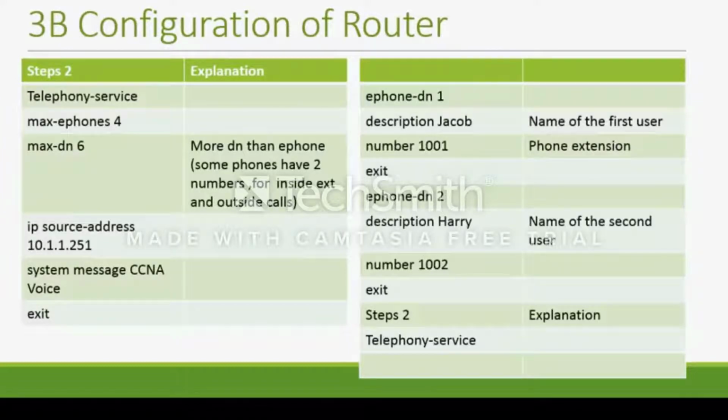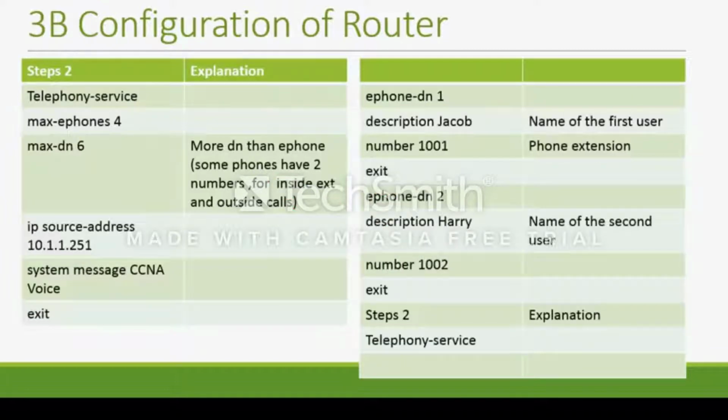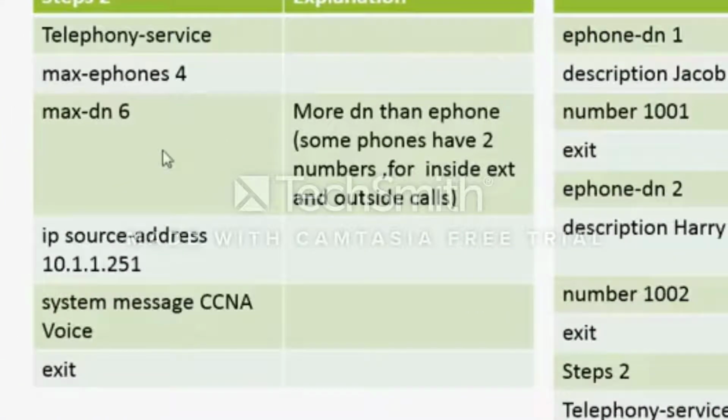Configuration of the router, you're gonna see telephony service, max ephones. It's gonna be max ephone of four phones in total. DNs, we're gonna have usually more DNs because some phones have an extension number, a 100 number, and a regular 10 digits phone number. So it can have some variation, guys. In case that you only want one, it's up to you. It can tell you the IP address that you're gonna have, the system message that is coming on your phone. It says system message CCNA voice. It's gonna be popping on your phone.